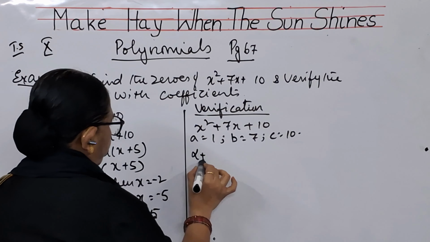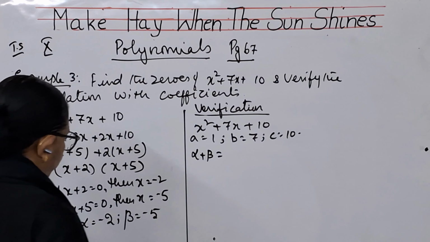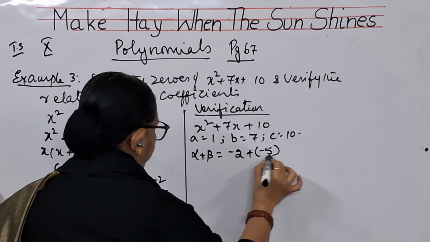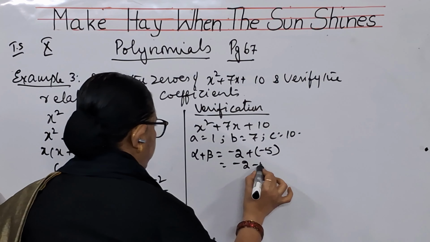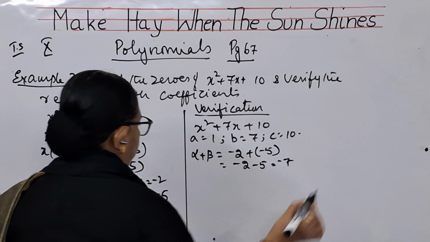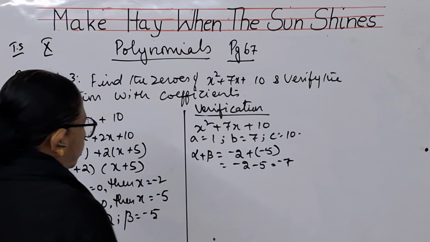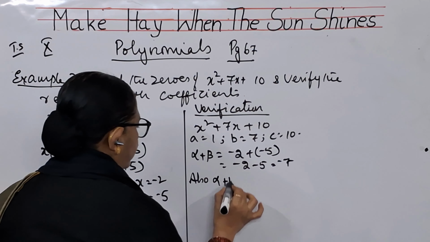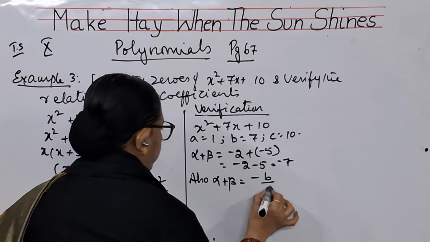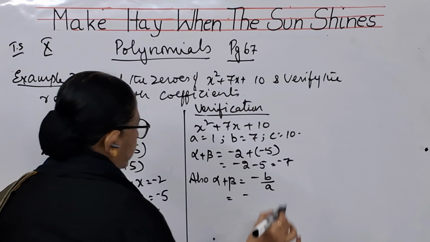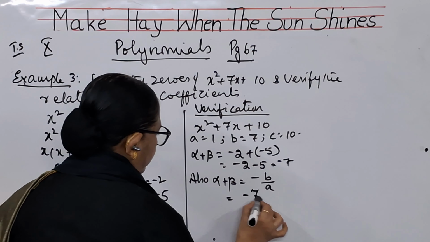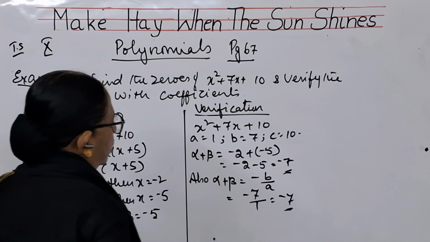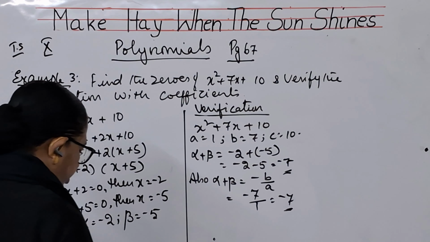Now go for alpha plus beta. What is alpha, children? Minus 2, plus beta is minus 5. That is minus 2 minus 5, which is minus 7. Now we also know that alpha plus beta is equal to minus b by a. That is minus, what is b, children? 7, by a which is 1, so minus 7. See, you have verified alpha plus beta.